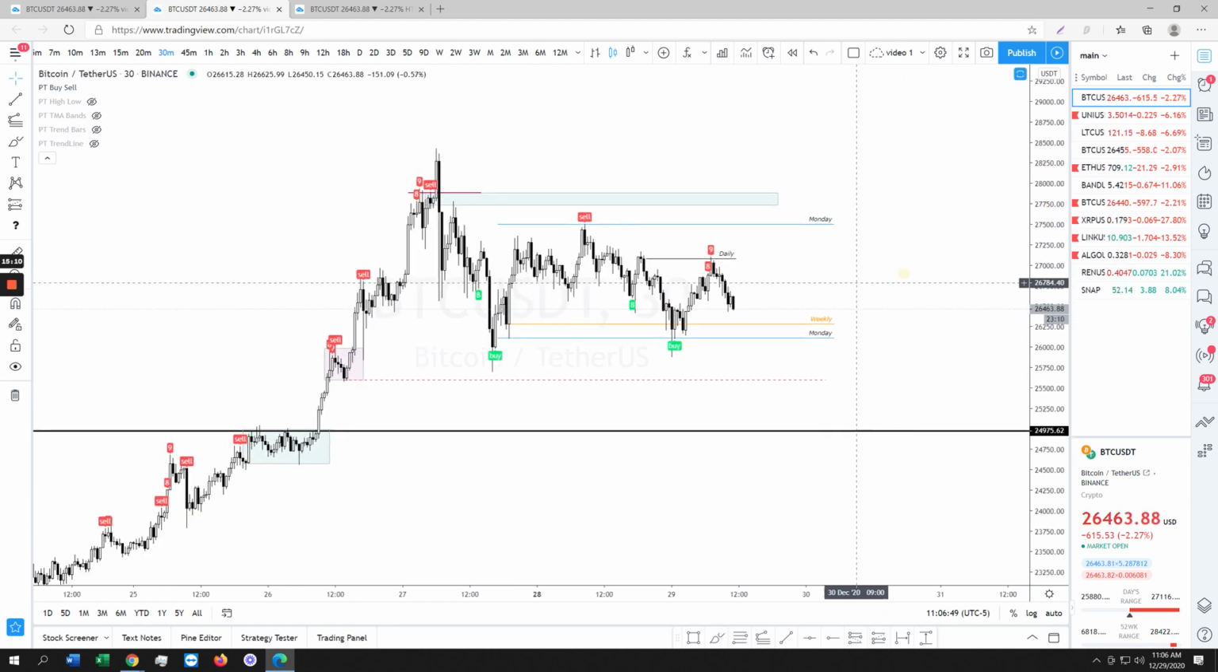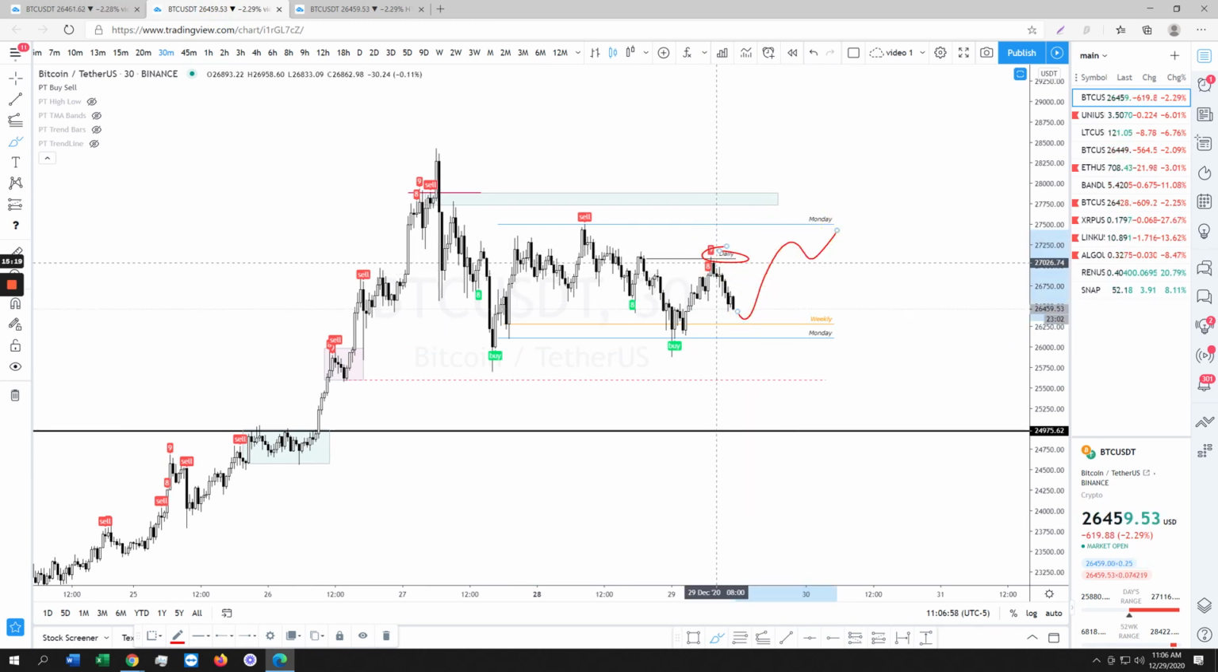Until we reclaim daily open, be cautious. Even if we go like this, right? You could punch it long here. It's safe long, but daily open is important. We lose weekly and Monday, it's game over for the Bulls. Cheers, guys.